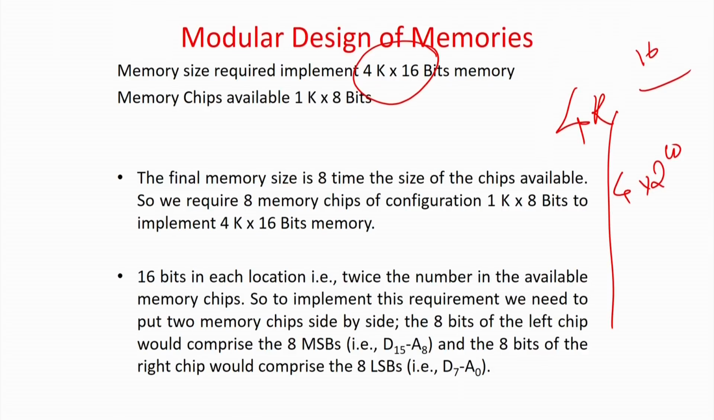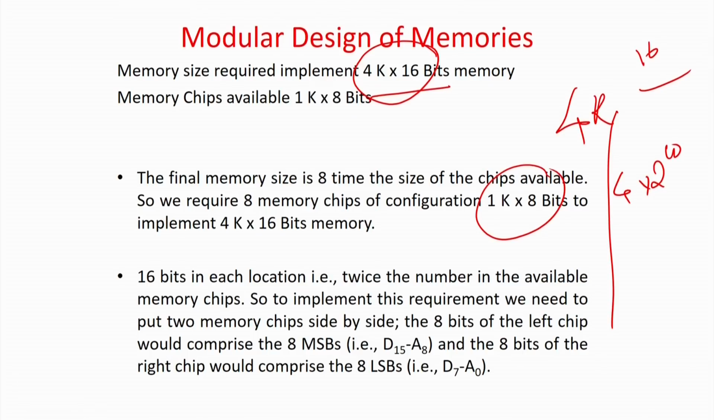Say that the chips I have in the market are 1K into 8 bits. That is a byte addressable memory, and only 1K is available. Using this, I have to design my required memory. You have to modularly plug in and make slight changes, and the design should be ready. All memories basically follow a modular design. So, let us see, if this configuration is given to you, how do you do it?